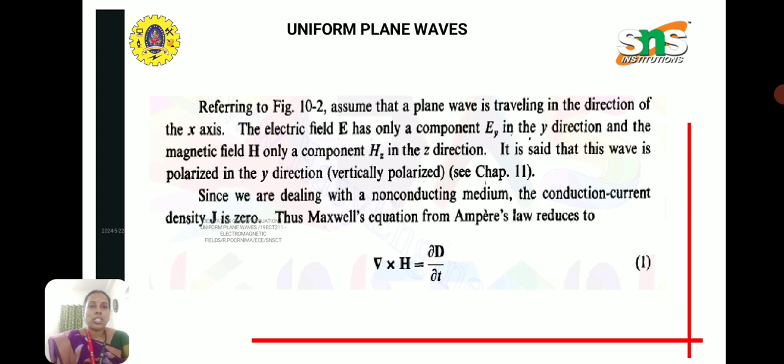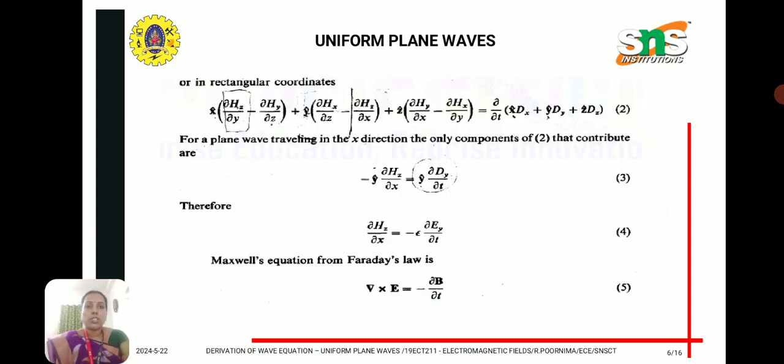Since we are dealing with a non-conducting medium, the conduction current is zero. So Maxwell's equation from Ampere's law is reduced to ∇ × H = ∂D/∂t. Using rectangular coordinates, we expand this, and for a plane wave traveling in the x direction, the only component that contributes is ∂Hz/∂x equal to ε ∂Ey/∂t. Therefore ∂Hz/∂x = -ε ∂Ey/∂t.